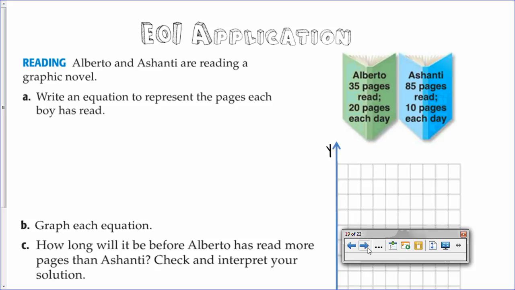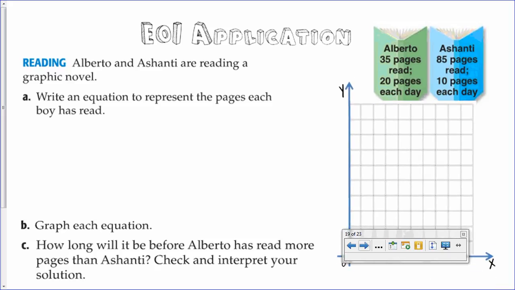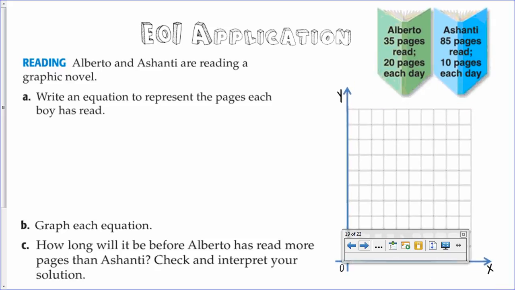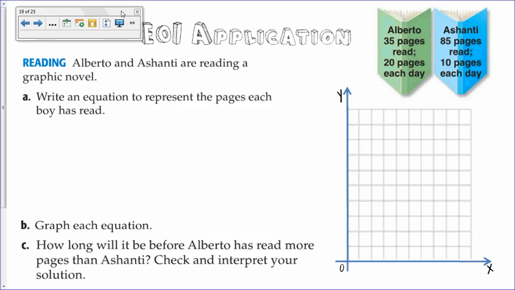Okay, do you guys have this one? In your notes? Okay, good. This one is very similar to the one that we just did. Okay, Alberto and Shante are reading a graphic novel. Now notice, how many people do you have? You got 2 people, right? Anytime you have 2 people doing the same thing, it's usually going to be how many equations? 2, which means it's going to be a, what are we doing today? A system, right?